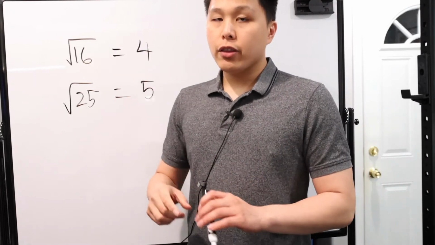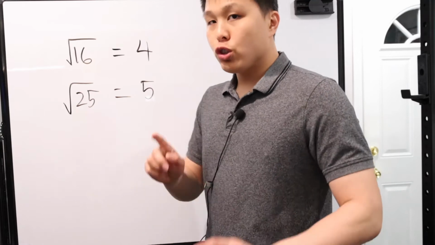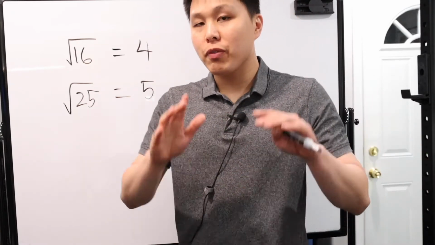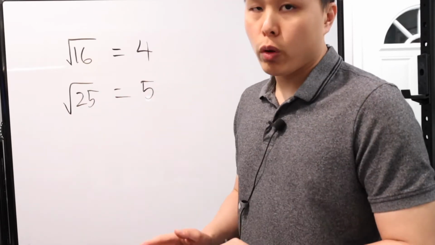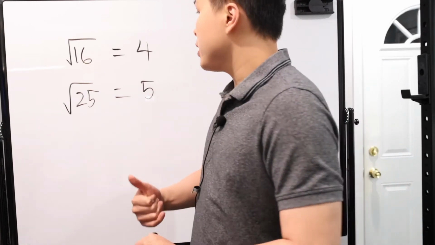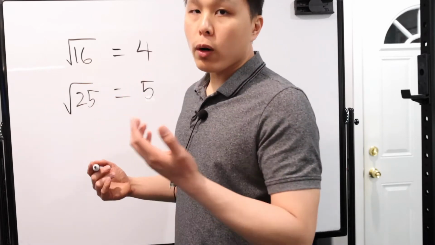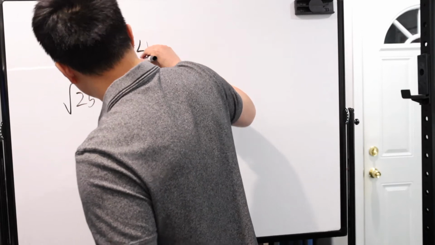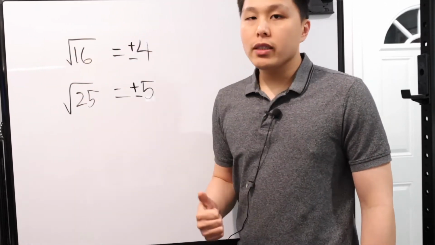Now here's the thing though. Keep in mind that there is a positive and negative variation. So just to be safe, and of course you have to pay attention to the problem itself and what it's asking, but just to be safe, always remember that when you take the square root, especially of a number, there's always the possibility of the positive and negative variation. So the more complete answer is usually the plus and minus.